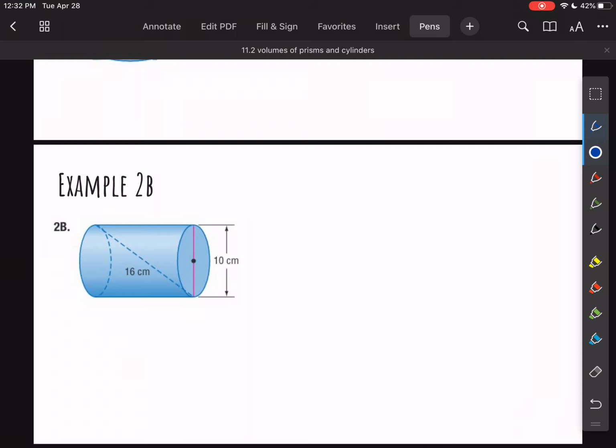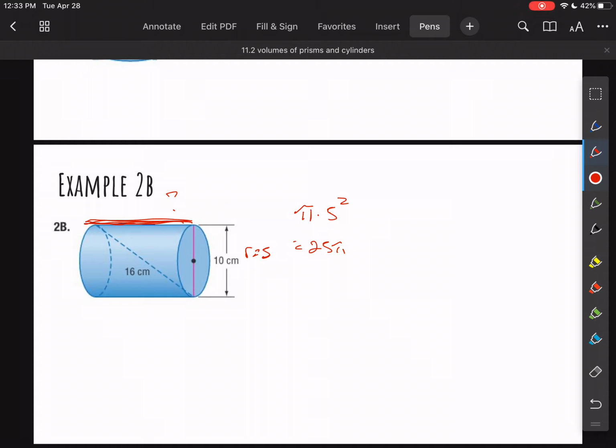Notice they don't give me the height. Okay, they don't give me this distance right here, which is the height of the cylinder. I have to find that, right? And also, they didn't give me the radius, but that's easy to find, right? Because the diameter is 10, so the radius has to equal 5. So let's figure out the area of the base, which is pi times r squared, which is 5 squared, which equals 25 pi, right?